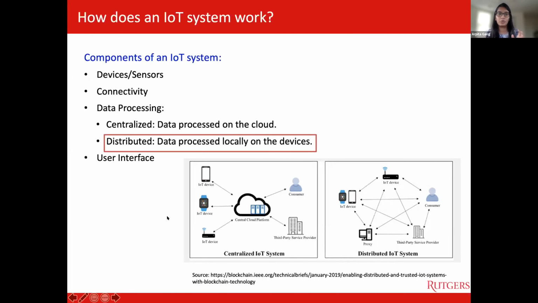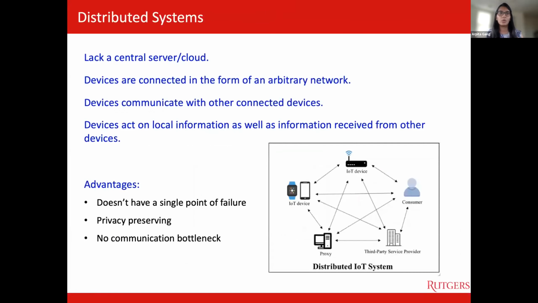In this talk, I'm going to focus on distributed processing of data. That's going to be the focus of this talk. So what are these distributed systems? As I already said, they lack a central server. So the devices are connected with each other in the form of an arbitrary network, and they communicate with each other, not with any central cloud. And the devices act on the local information that they have, and also the information that they receive from other connected devices.